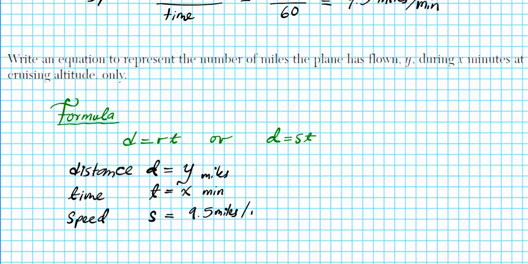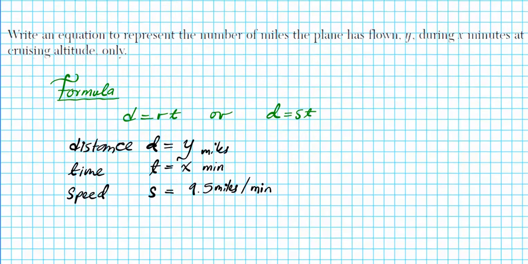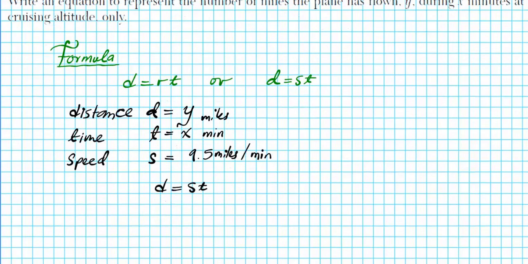In order to answer the second part, you actually need an answer from the previous part, or else you can't do it. So let's rewrite the formula. Distance is equal to speed times time. All we're going to do is plug in these values with y isolated. D is y, speed is 9.5, and time is x. So our function for the distance the plane cruises after x minutes of cruising is y equals 9.5x.